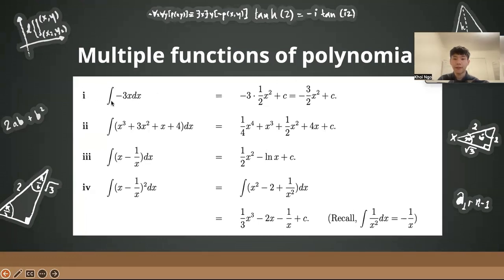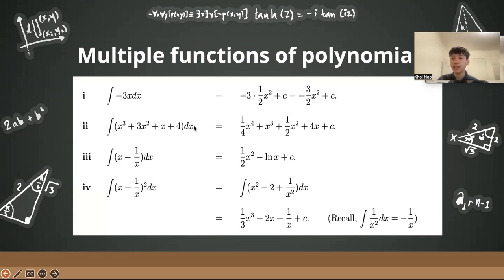For the first question, the antiderivative of -3x dx. In this case, we will use the first property from the previous slide. -3 is just a constant, so we can take it outside of the antiderivative. And then the indefinite integral of x, we already know, is x squared on 2. Just apply the formula. So we have -3 times a half x squared plus C. Simplifying the expression, we get -3 on 2 x squared plus C. And then let's keep going with the second question.